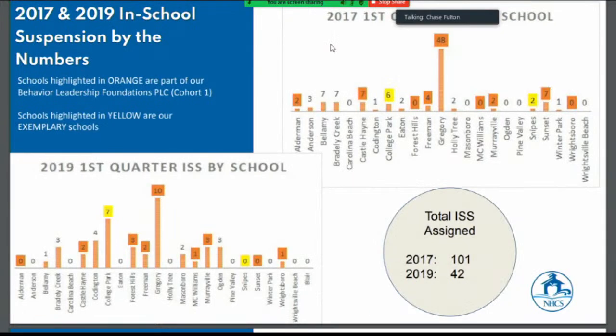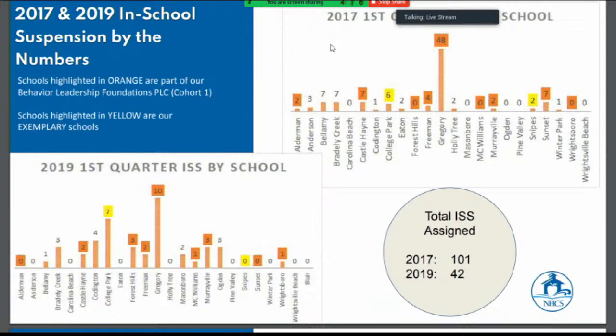In this graphic here, showing you 2017 and 2019 in-school suspension by the numbers. Please note, as I've been sharing with you, the schools that are a part of our Behavior Leadership Foundations PLC, which stands for Professional Learning Community. Again, this is our first cohort. Those schools are identified in orange. The schools highlighted in yellow are our exemplary schools, which are a part of the cohort, but they are a part of the cohort in a different way. They're able to provide modeling and examples of what's being shared.